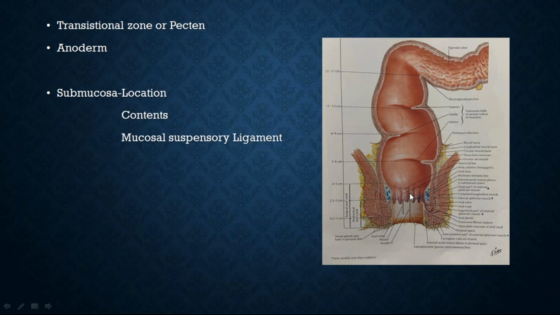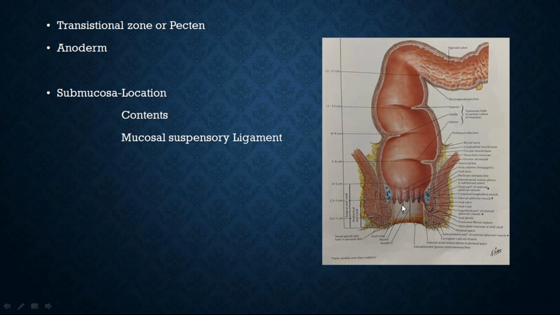Here the mucosa is lined by simple columnar epithelium, whereas below this dentate line it is stratified squamous epithelium. Here the mucosa is very much folded to form columns of Morgagni, whereas here the mucosa is very much stretched and it is thickly adherent to the underlying muscle through tough connective tissue.